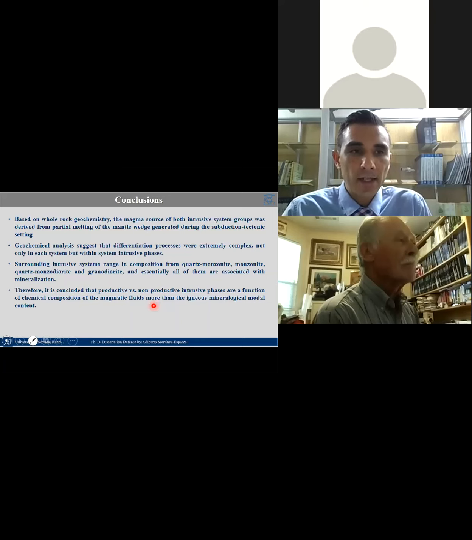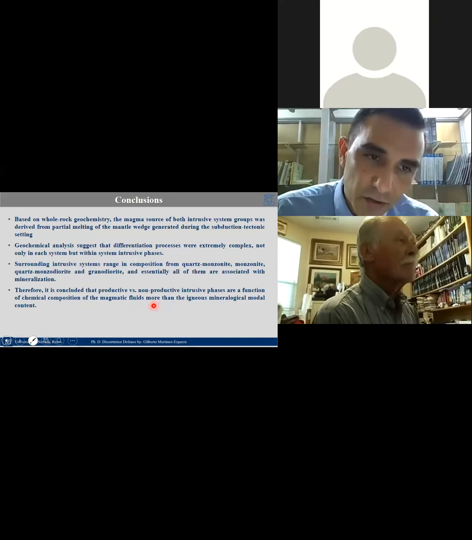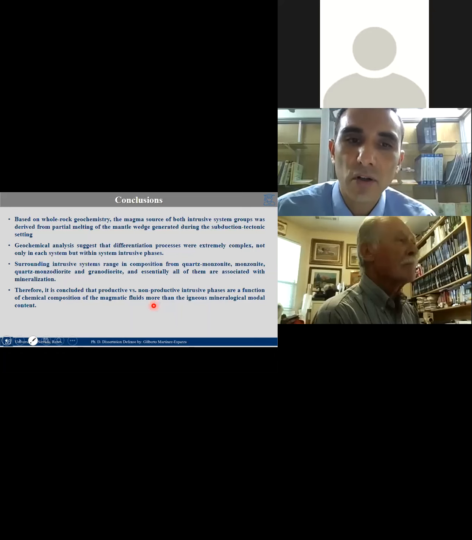So finally, the surrounding intrusive systems range in composition from quartz monzonite and monzonite to granodiorite. And essentially all of them are associated with mineralization, especially related with the host formation. Therefore, productive versus non-productive intrusive phases are a function of the geochemical composition of the magmatic fluids more than the igneous mineralogical modal content.